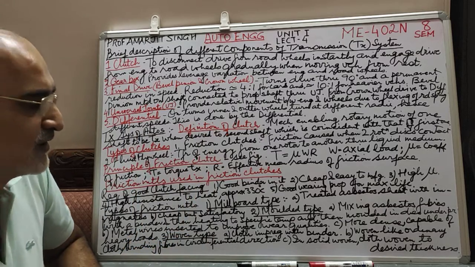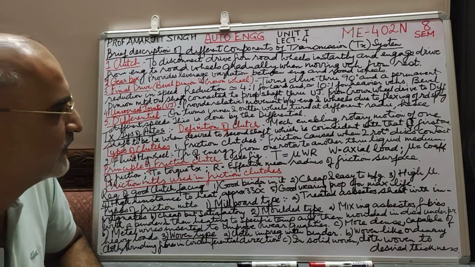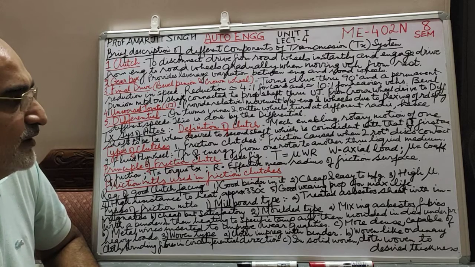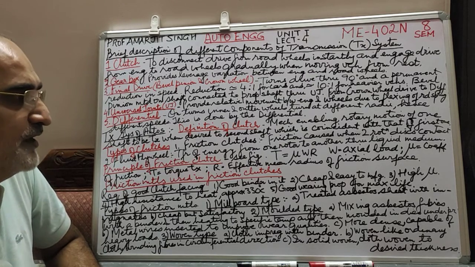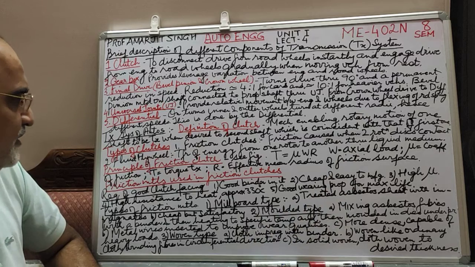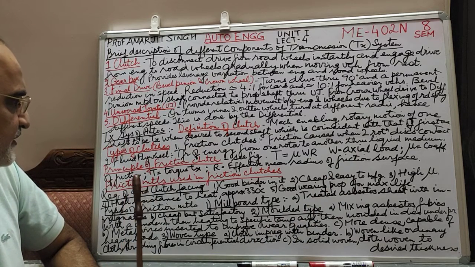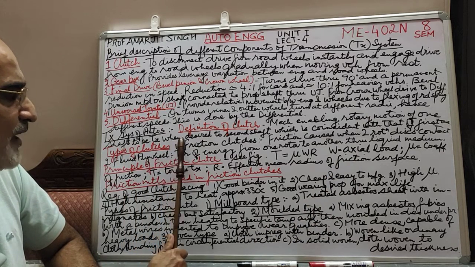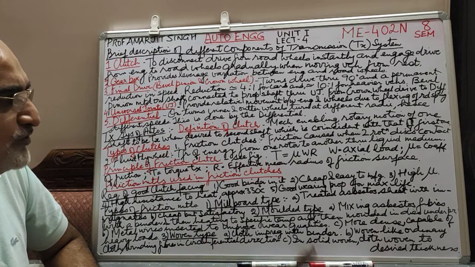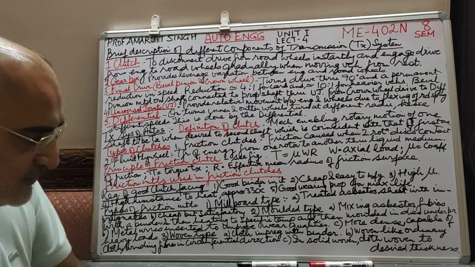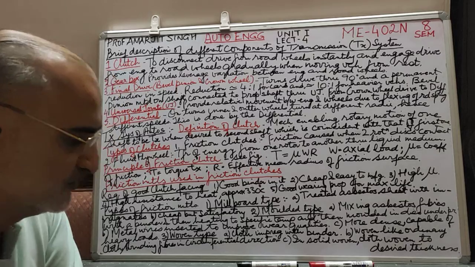Now, what is the definition of a clutch? A clutch is a mechanism enabling rotary motion of one shaft to be transmitted when desired to the second shaft, which is coincident with that of the first. Let us understand this definition on a chart.